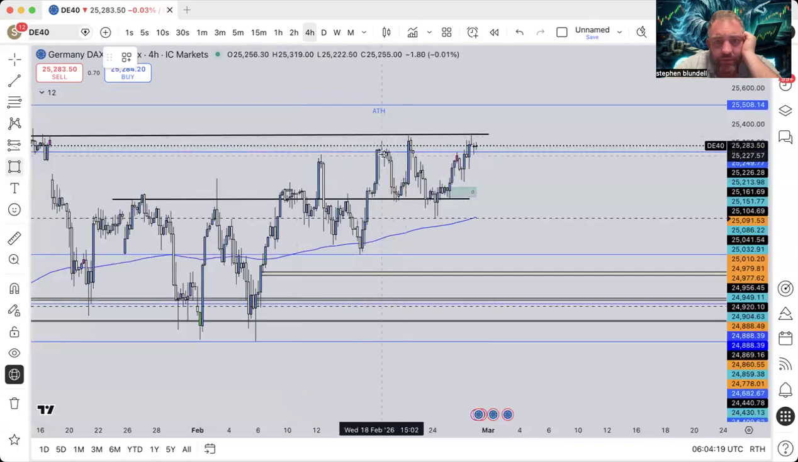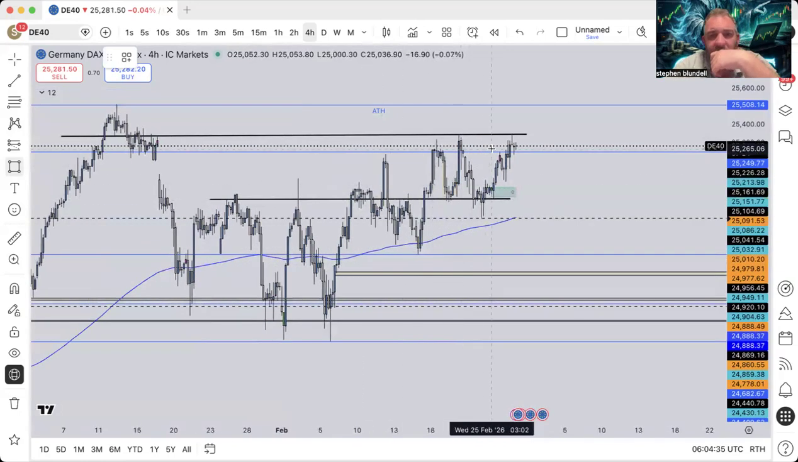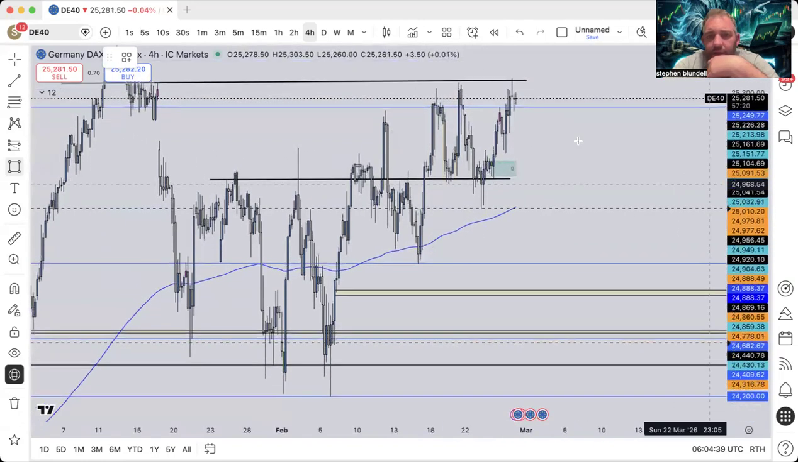We're breaking here, so we've manipulated. Accumulation, we break a structure here. Break a structure, drop down, change a character, break of structure. So I still think we're gonna take, so we've taken this high here.